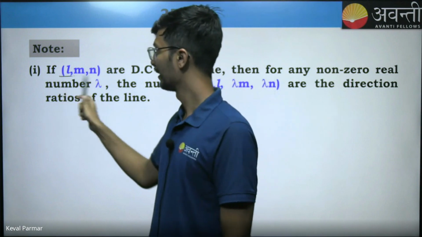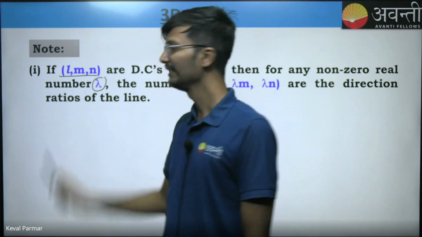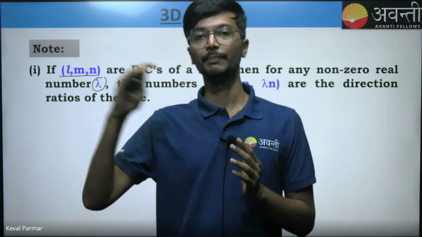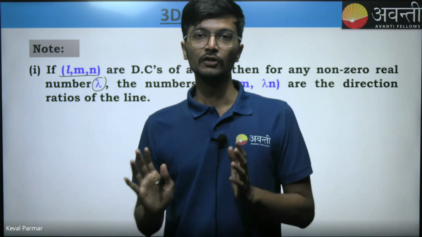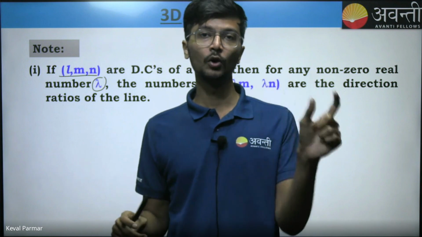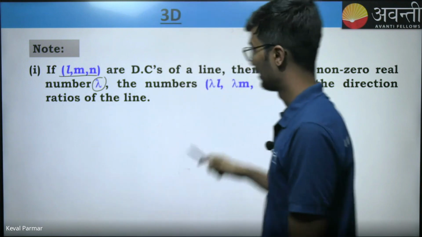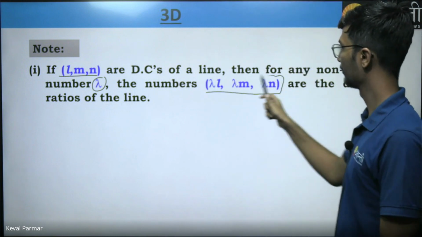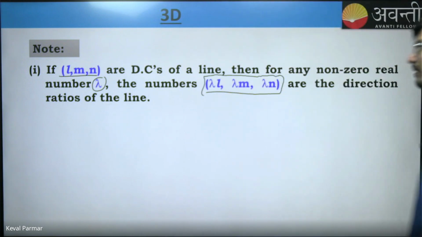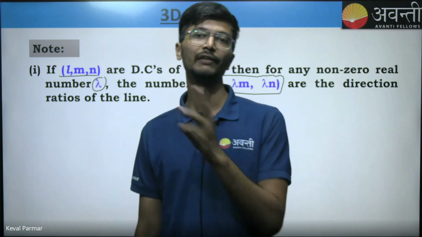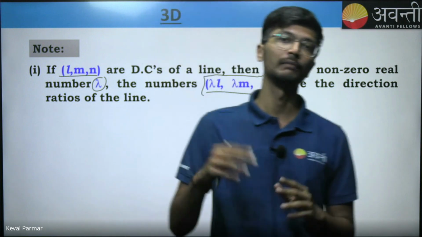If l, m, n are direction cosines and lambda is any proportionality constant, because the direction ratios are proportional to direction cosines, there must be a proportionality constant introduced. So lambda is the proportionality constant, then the direction ratios can be given by lambda l, lambda m, lambda n, where the value of lambda is up to us to choose. I can put lambda equal to 2, 3, 4, 8, -1, -2, 1/2, 1/4, 1/6.